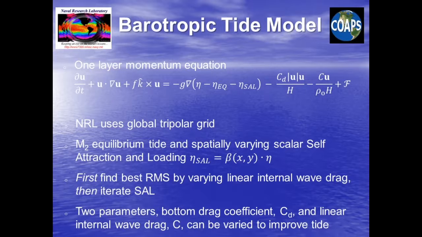When I started out as a graduate student in the dark ages, nobody actually thought about the internal wave drag. It was all the drag in the shallow water. That's where the quadratic drag applies, because that's where the velocities are much stronger. And so people were trying to tune the drag coefficients on the Patagonian shelf and other places. It wasn't really until the advent of satellite altimetry.